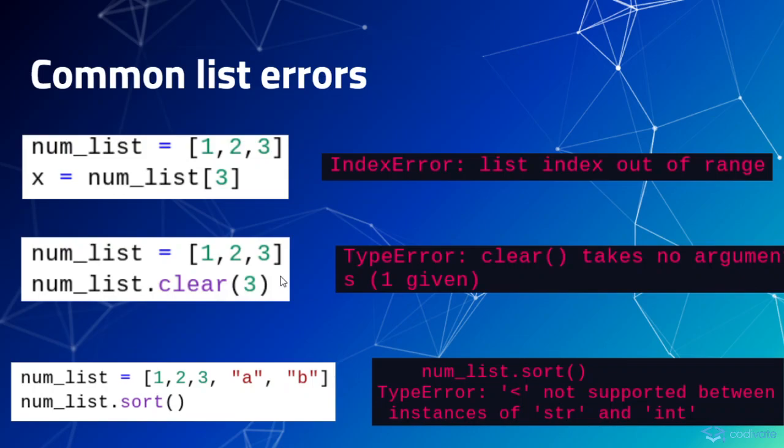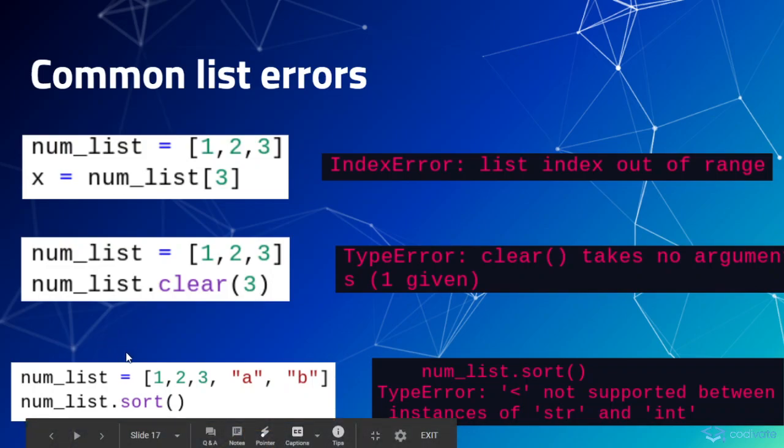List.clear doesn't take any parameters or arguments. It just clears the list. It doesn't need any information. So it's confused when we give it a 3. That's why we get this type error. Clear takes no argument, and we gave it 1.